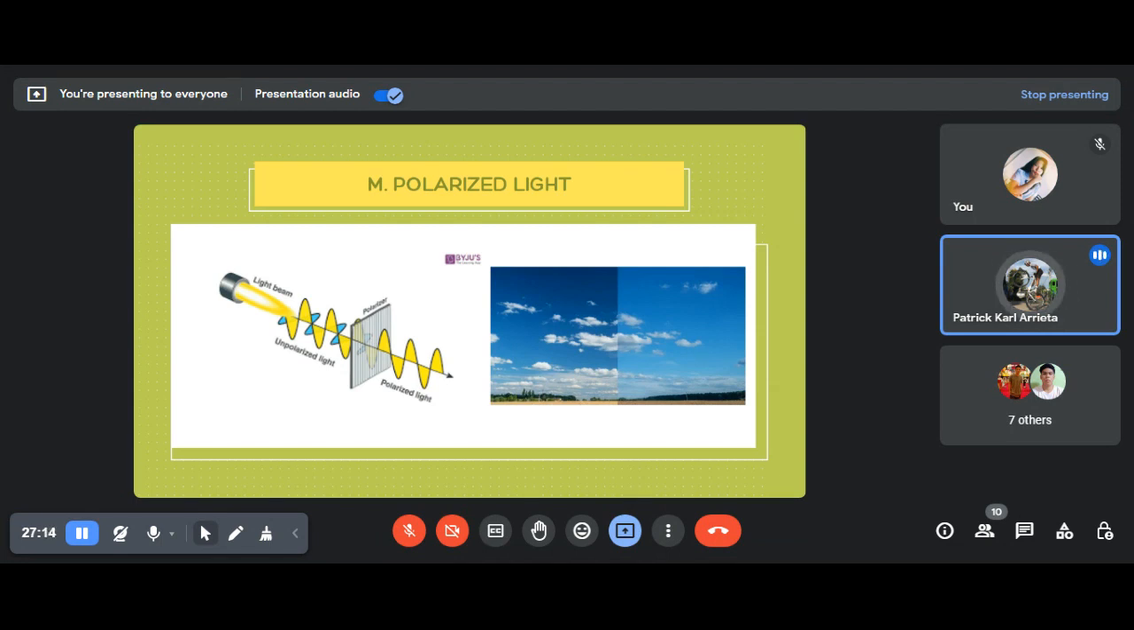Polarized light or polarized waves are light waves in which the vibration occurs in a single plane. Polarized light consists of waves in which the direction of vibration is the same for all waves. Imagine, on the screen, you have seen that plane polarized light vibrates only in one plane.